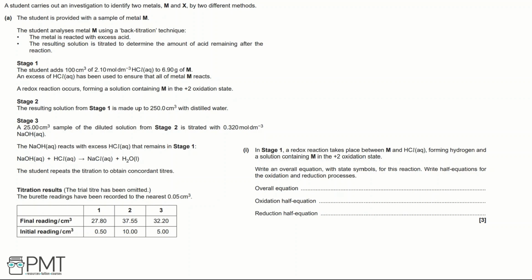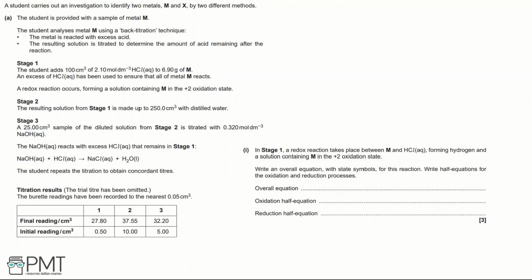Stage 1. The student adds 100 cm³ of 2.10 mol/dm³ hydrochloric acid to 6.90 grams of M. An excess of hydrochloric acid has been used to ensure that all of metal M reacts. A redox reaction occurs, forming a solution containing M in the 2+ oxidation state. Stage 2. The resulting solution from stage 1 is made up to 250 cm³ with distilled water.